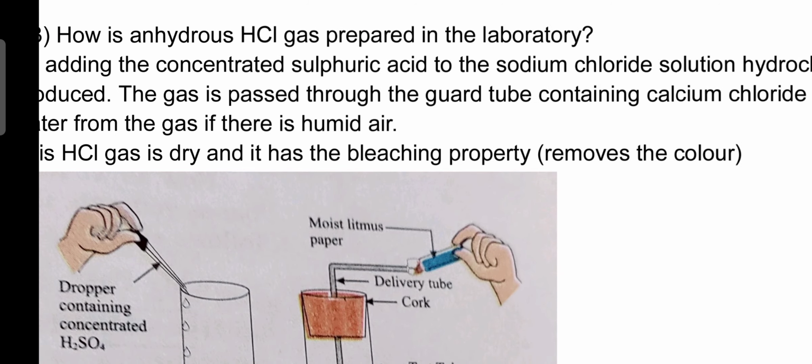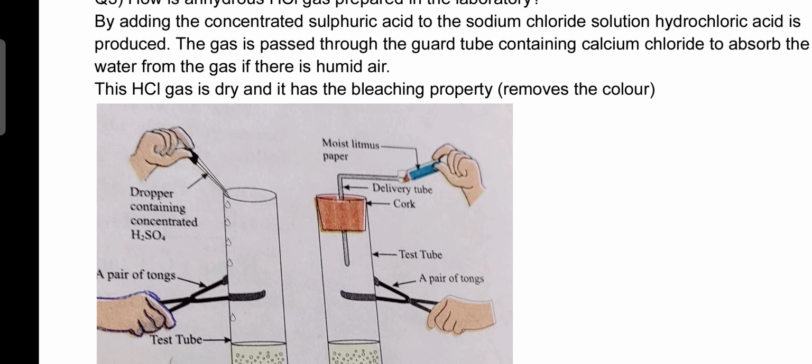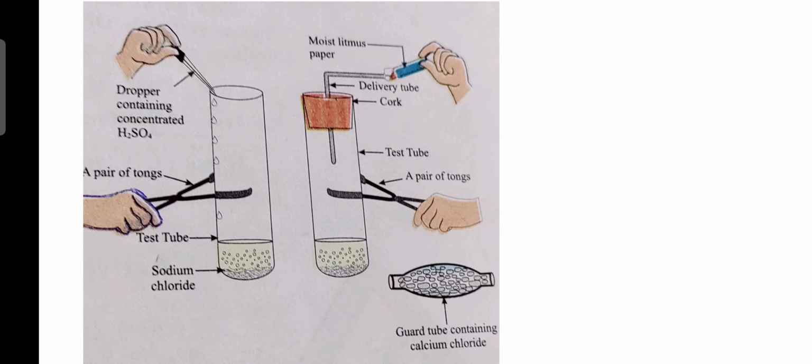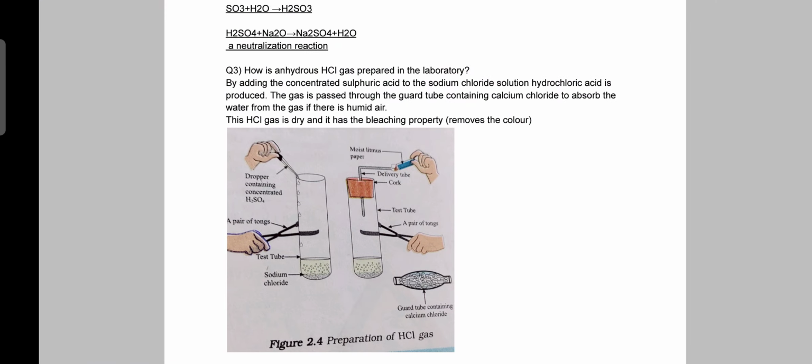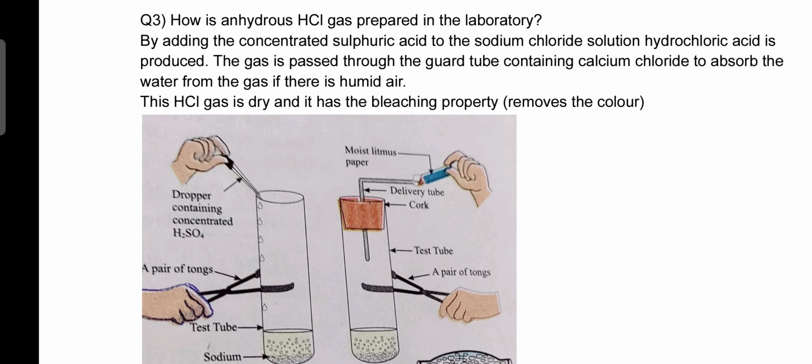Now let us see a very important question, I guess. How is anhydrous HCl gas prepared in the laboratory? The main process here is by mixing two different chemical compounds: concentrated sulfuric acid is added drop by drop using the dropper to the sodium chloride, which reacts to form the gas. It releases the gas, which is dry hydrogen chloride gas.